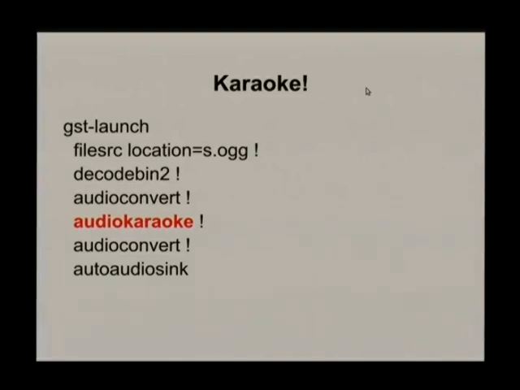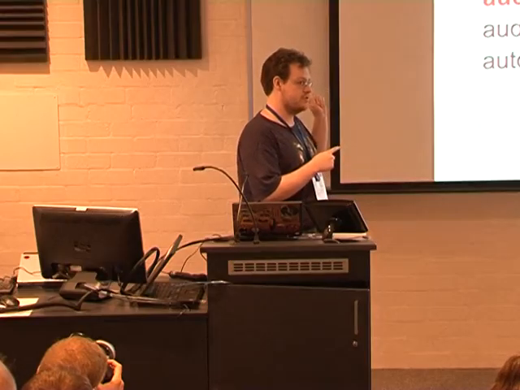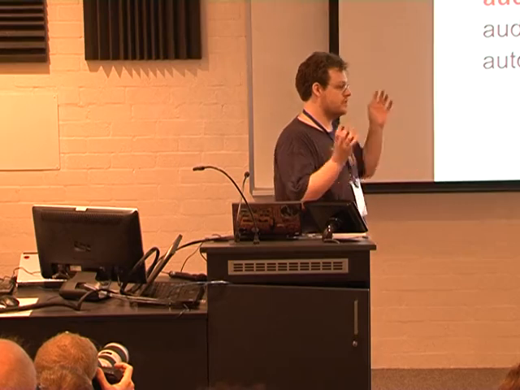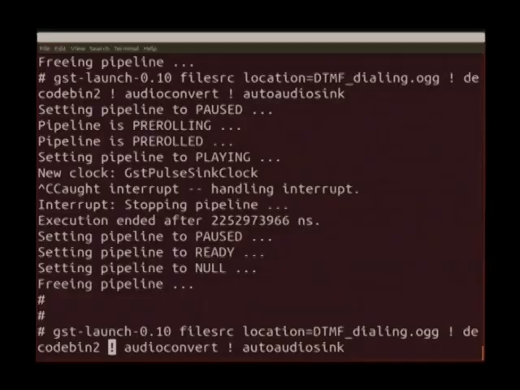The problem with karaoke is that there's already somebody singing that song, so you either need to get a version of the song which doesn't have the singer in it, or do something about it. And the GStreamer people decided to see if they could programmatically remove the voice. And that's what the audio karaoke plugin does. So if we go to this pipeline, and we've put in an audio karaoke.